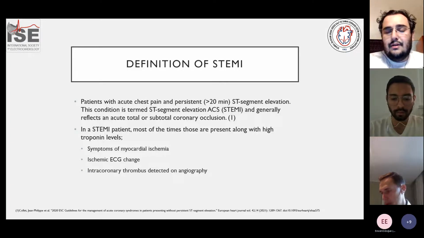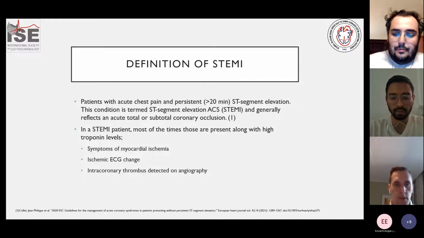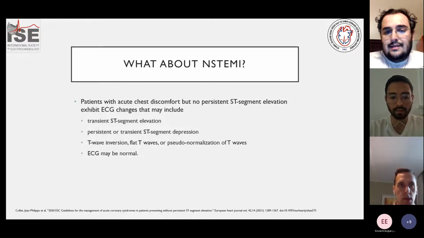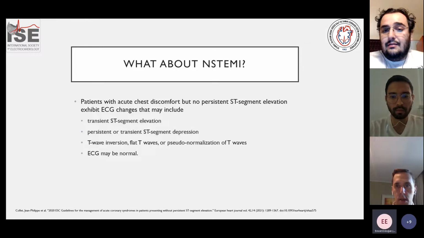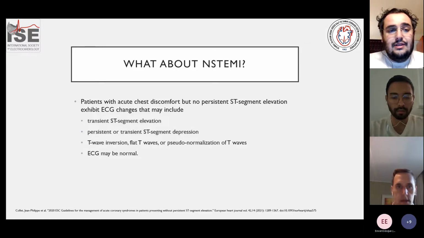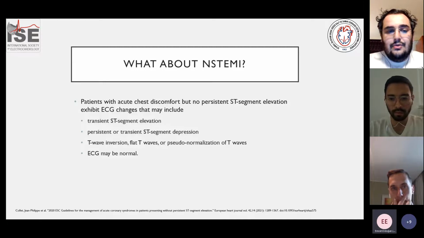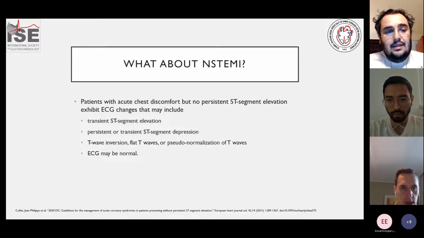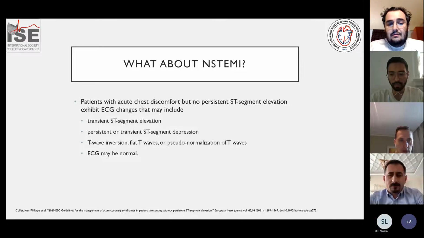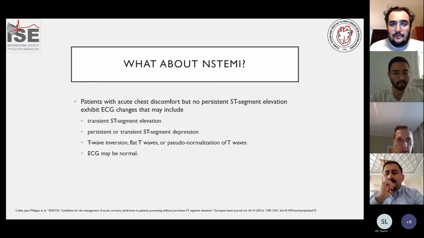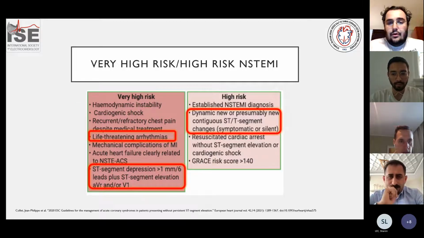Definition of ST segment elevated myocardial infarction is somehow easy. But what about non-ST segment elevated myocardial infarctions? For ECG, there could be transient ST segment elevation, persistent or transient ST segment depression, T wave changes, and even ECG may be normal.